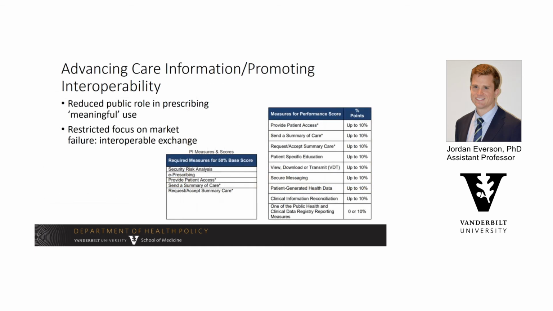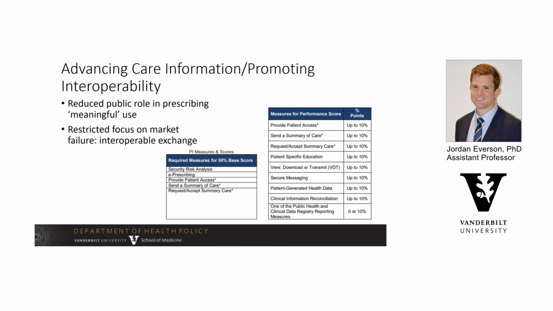In the last year of the meaningful use program, in 2017, it switched from meaningful use to, first, advancing care information, now promoting interoperability. And this reflects a reduced role of the government, really, in prescribing meaningful use of the electronic health record. And this, of course, coincides with the shift in the government political party in charge at the time.